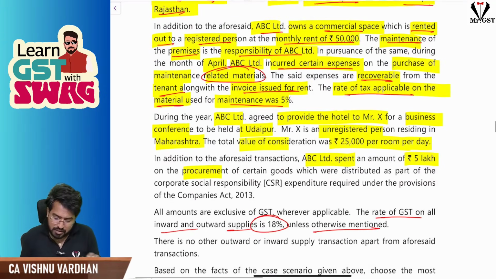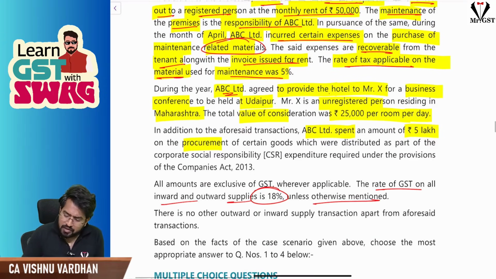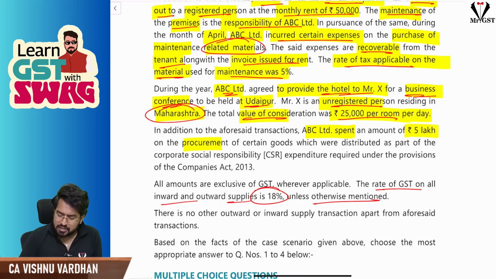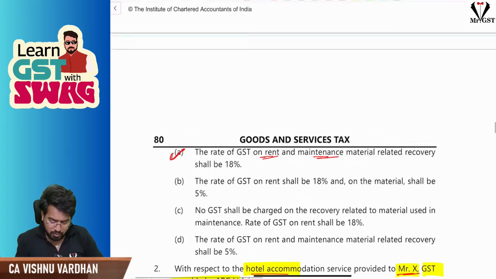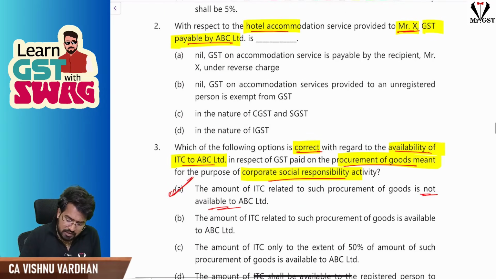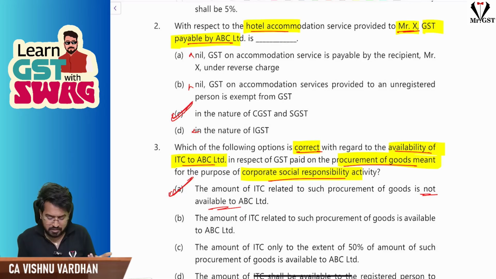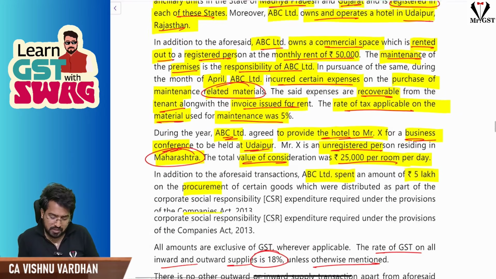Next, they are giving a hotel room to Mr. X for his business conference, who is an unregistered person from Maharashtra. Value of consideration is 25,000 per room per day. Please understand this is Udaipur, Rajasthan, and this person is from Maharashtra. But location of supply is Rajasthan, Udaipur, and place of supply is also Rajasthan, Udaipur, because of the location of the immovable property. So they will charge CGST and SGST. Nil is wrong, and IGST is wrong. Obviously, CGST and SGST will be the answer. Easy one only. So that is what this case study is all about.